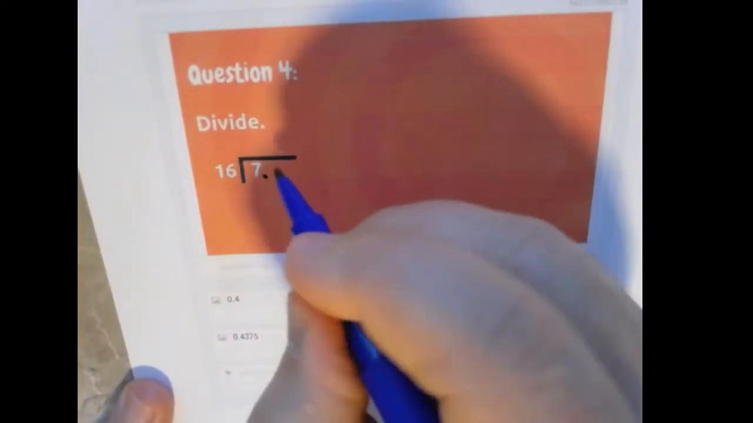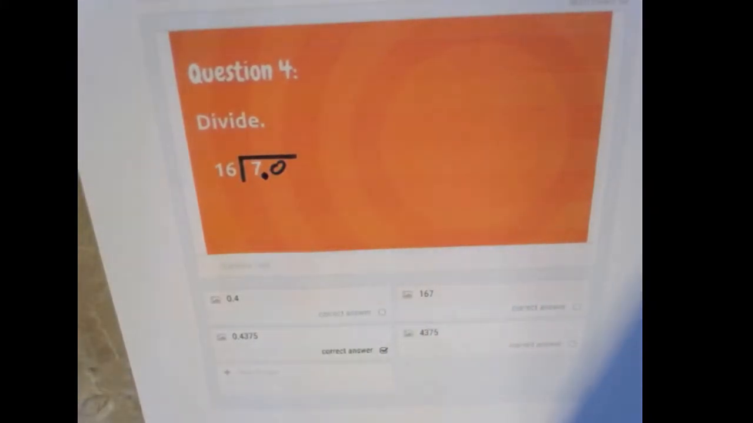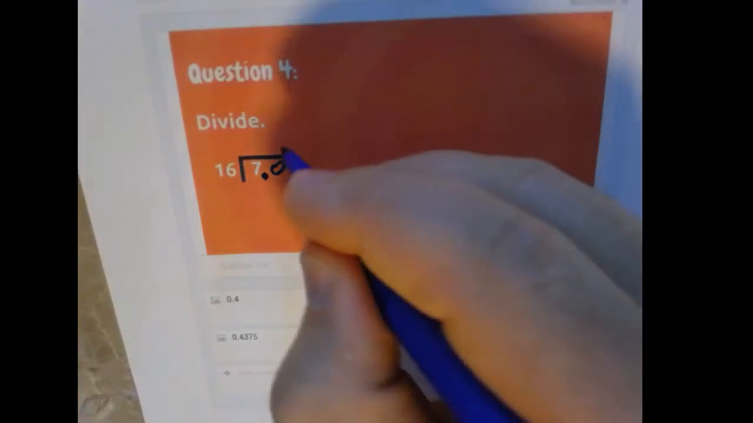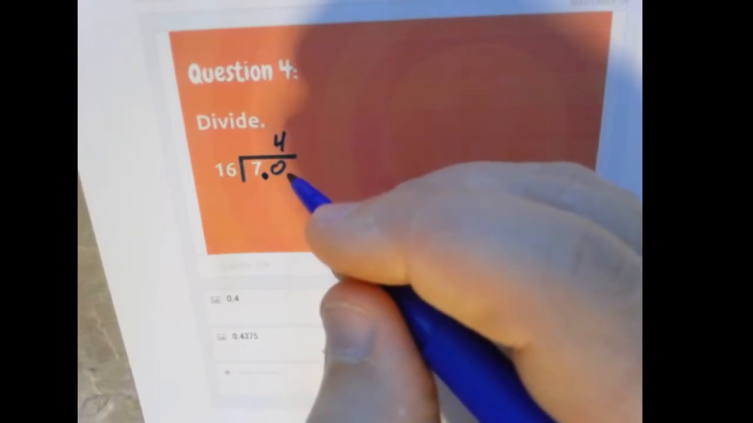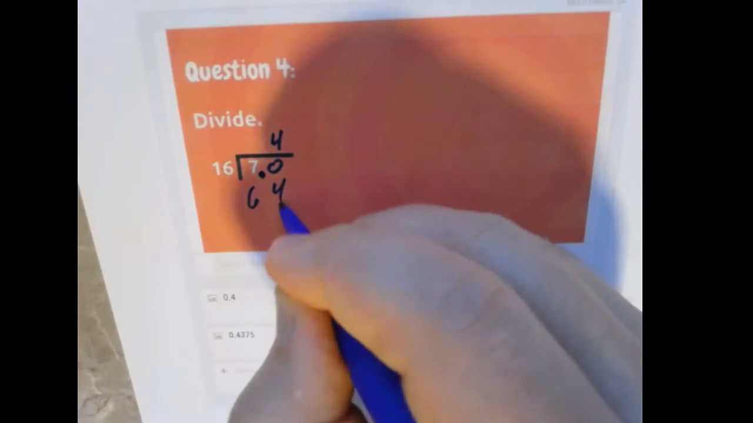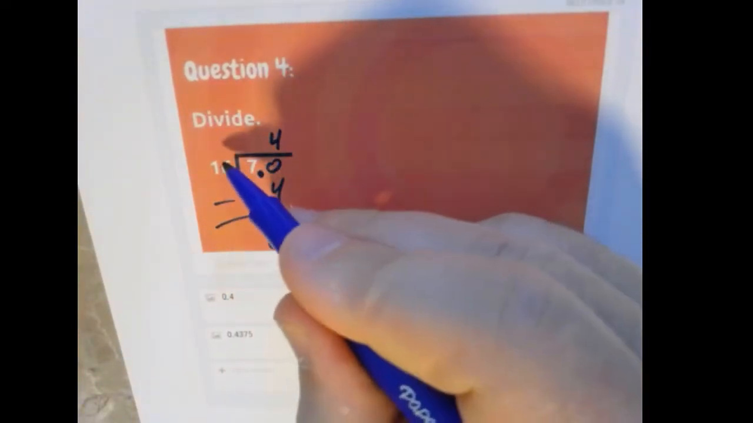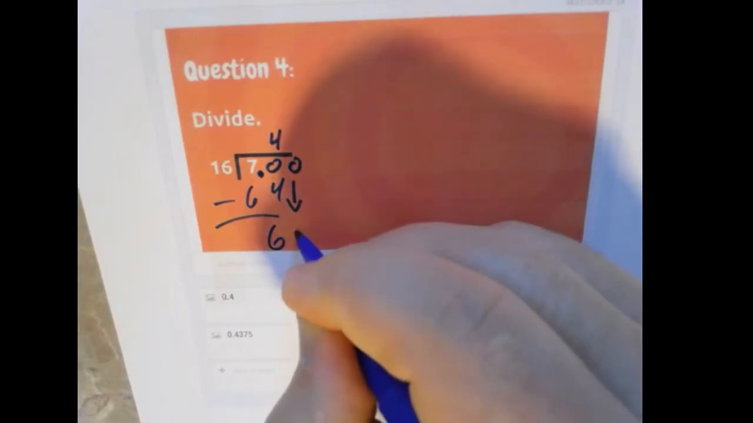Same type of idea here. 16 does not fit into 7, but what if we made it 7.0 or 70? How many times does 16 fit into 70? That would be 4 times. 4 times 16 gives us 64. Find the difference, and we get 6. Did 16 fit into 6? Not quite. Let's add another 0 to drop down.